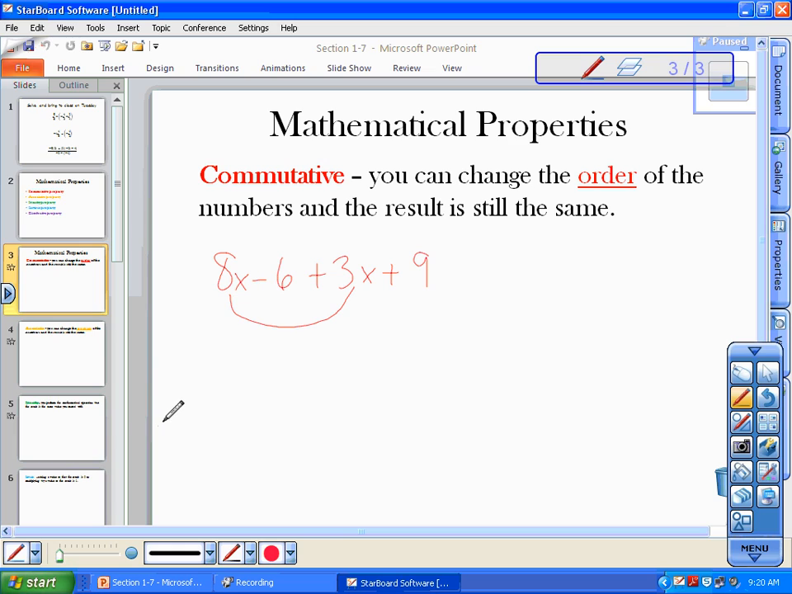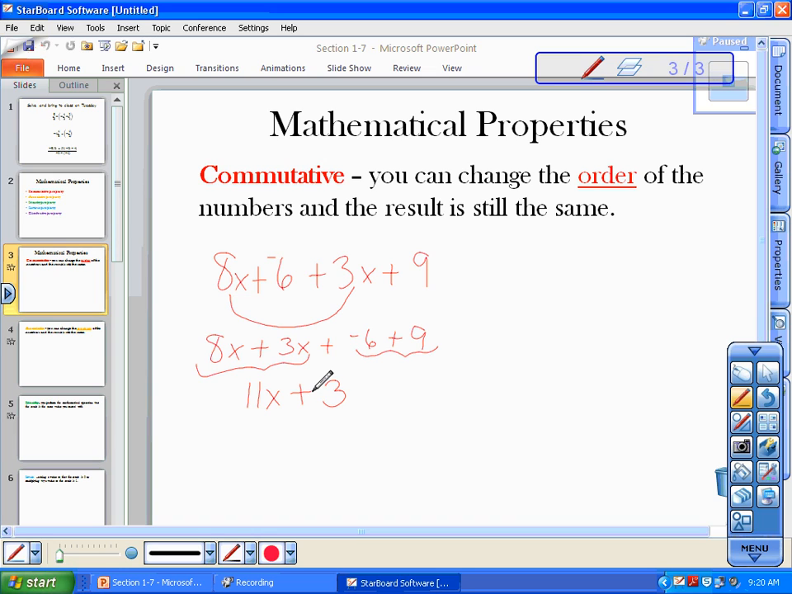Commutative property states that if I change the order of this, I would still get the same answer as long as it's an addition problem. I'm going to go ahead and change the subtraction sign to adding a negative. If I change the order of the problem, 8x plus 3x plus the negative 6 and 9, I can then add these x's together, getting 11x, and add these constant terms together, getting positive 3.